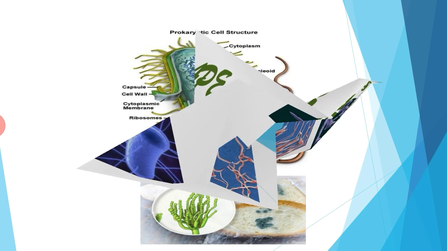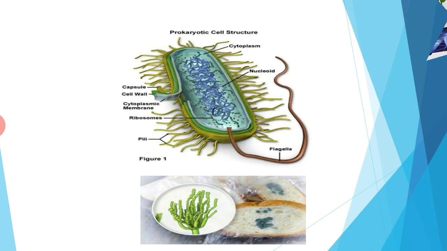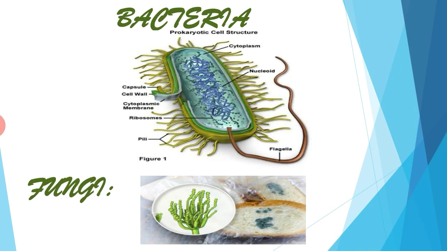Okay. Now the difference between bacteria and fungi. Bacteria are single-celled organisms, which means they are unicellular. That means an organism made up of only one cell, with a rigid cell wall. Rigid means strong. And it has a prokaryotic cell. Prokaryotic means it has a cell wall but it does not have a nucleus.